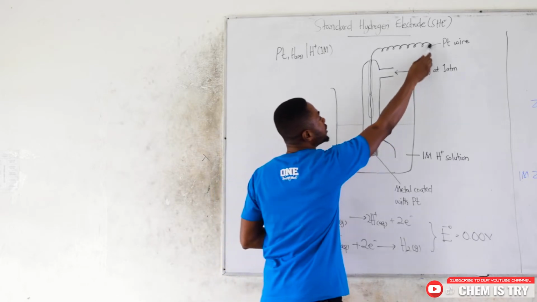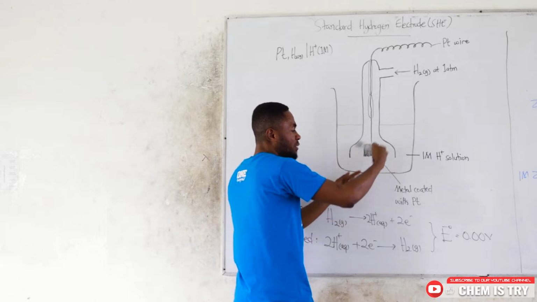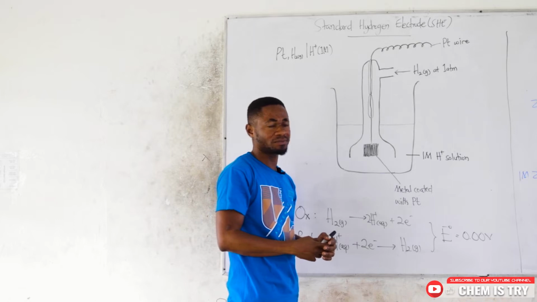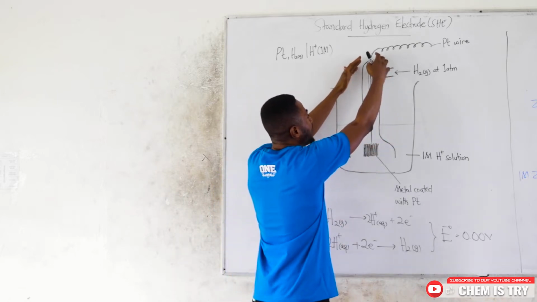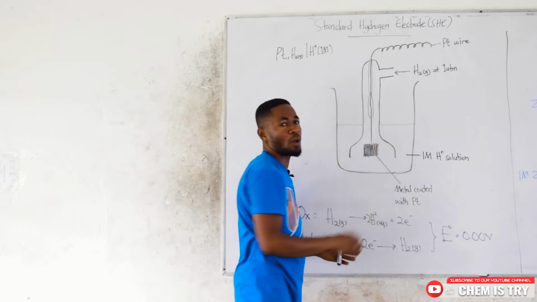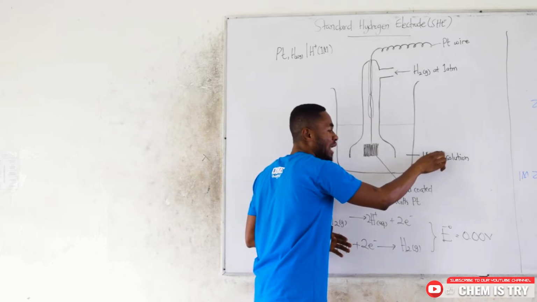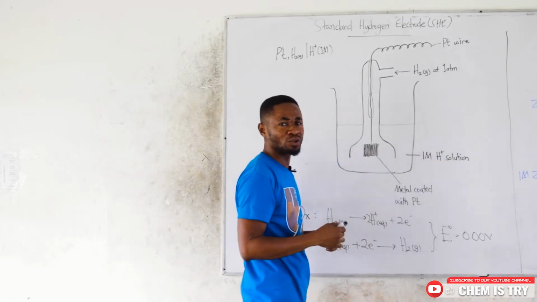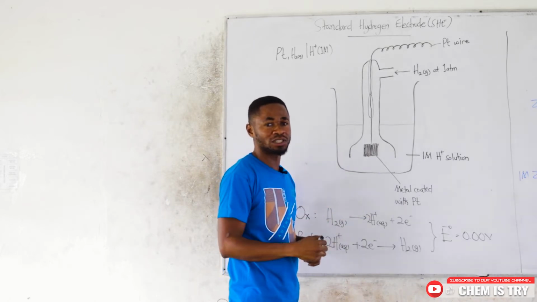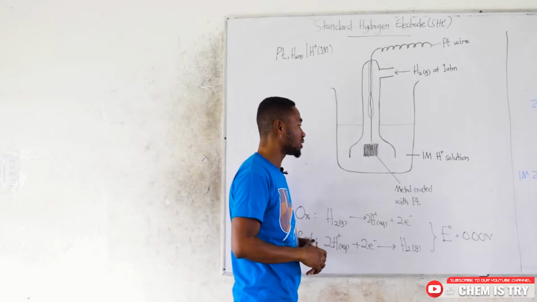It is made up of a piece of platinum wire connected to a metal which has been coated with platinum black. We have a glass tube that is used to cover the coated metal and the wires, and they are placed in 1 molar H+ solution. 1 molar H+ solution is the same as 1 mole per decimeter cube hydrochloric acid solution, or 0.5 mole per decimeter cube sulfuric acid solution.